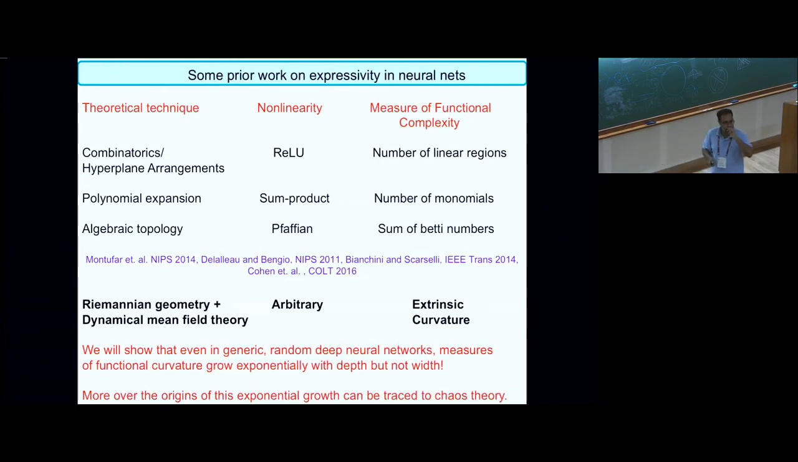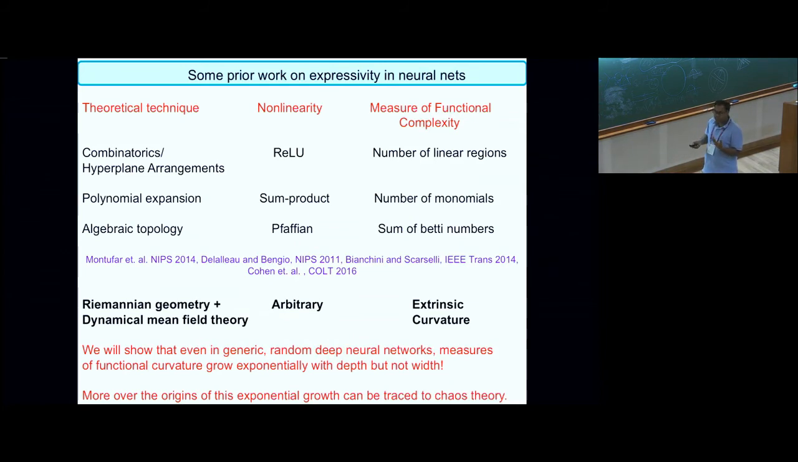Yeah, Misha? You can say that there is another shortcoming of this type of analysis, that there is no notion of learning here. They may be expressible, but they may be very difficult to learn. Yes, that's absolutely true. We're not addressing the issue of learning in this part of the talk at all. We're just asking, what can a deep network express that a shallow network cannot?